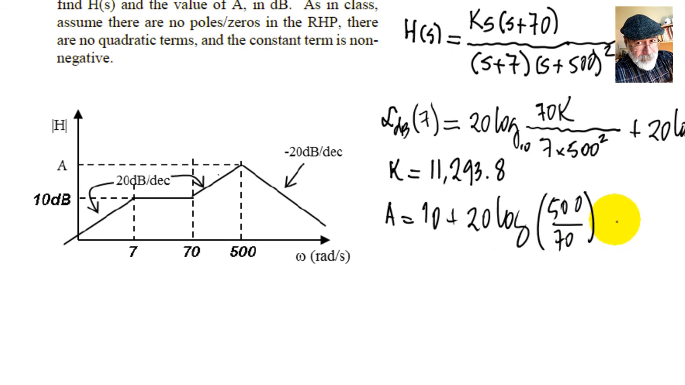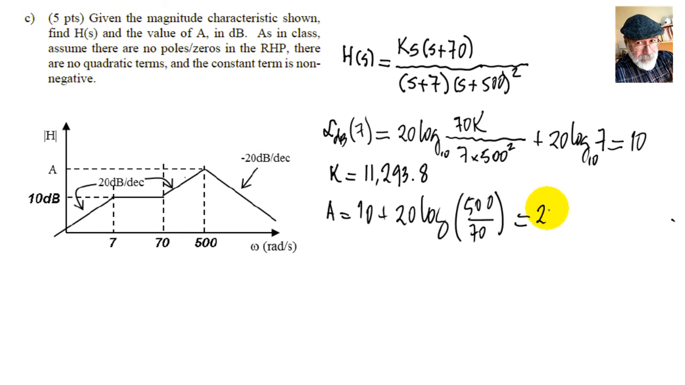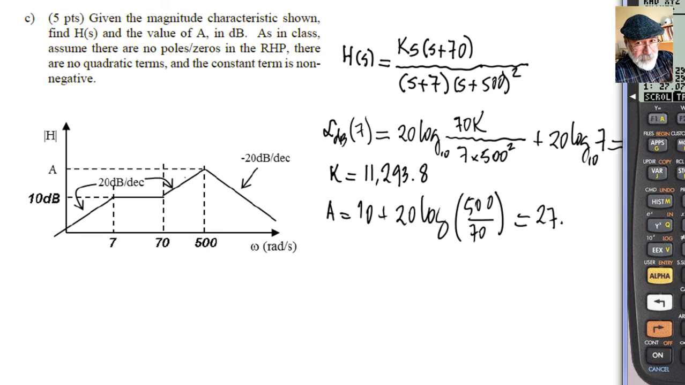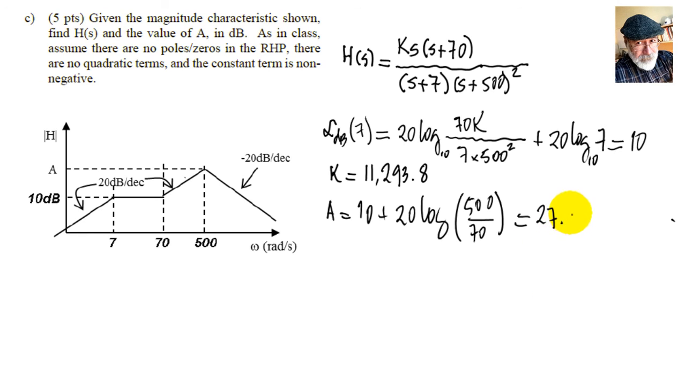Number of decades times slope, and that is 27 decibels. And let me have a peek. 0.77 decibels. And that is the solution to this question.